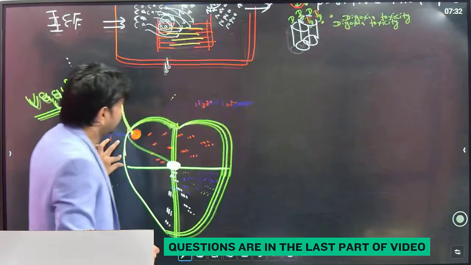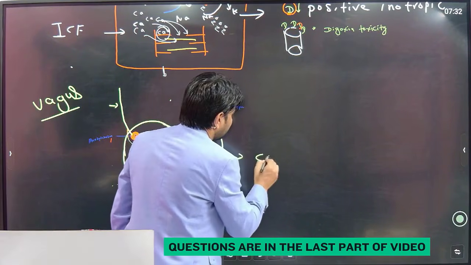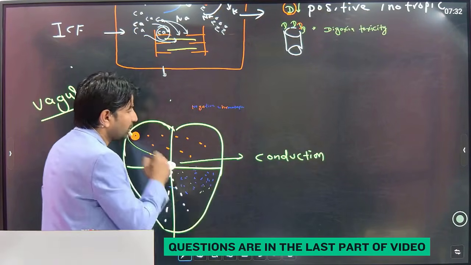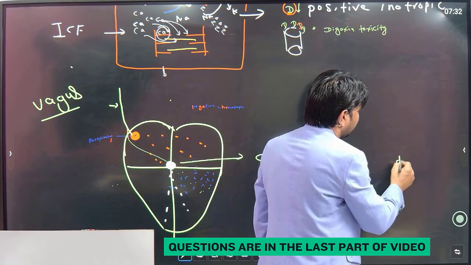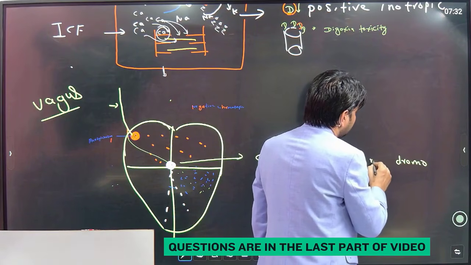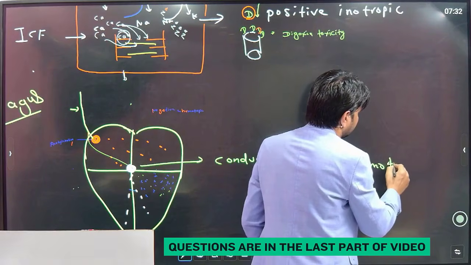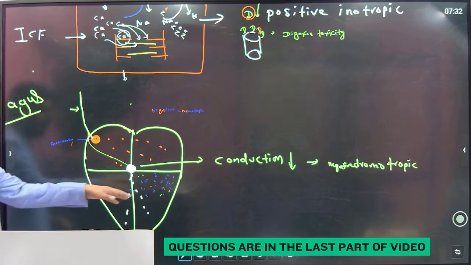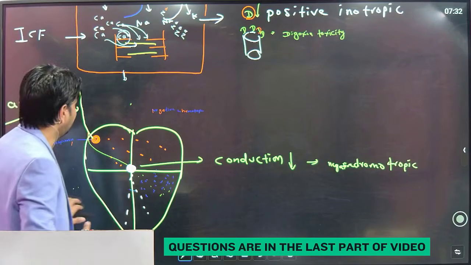So because of this, we can say that our vagus nerve reduces the conduction of the AV node. That is, the impulse conduction. For conduction, the word used is dromo, and it reduces it, which means negative. So this becomes negative dromotropic, and we need this action so that the heart's chambers, the lower ventricles, can fill up properly so that more blood is available for cardiac output.